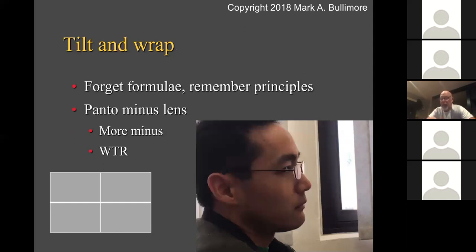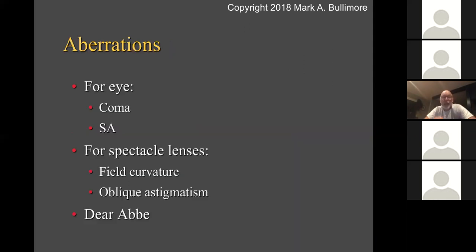And if I remember that, I can fill in the rest of this 2x2 sort of square. So if I've got panto for a plus lens, it's going to be the opposite. I'll get more plus and I'm going to get against the rule, okay? And I can take it from the other way for wrap, all right? But remember, whether it's wrap or whether it's panto, you get more spherical power in the same direction as the power of the lens.